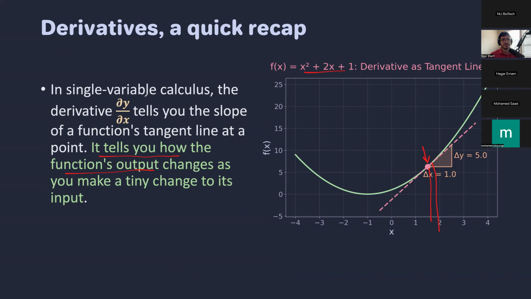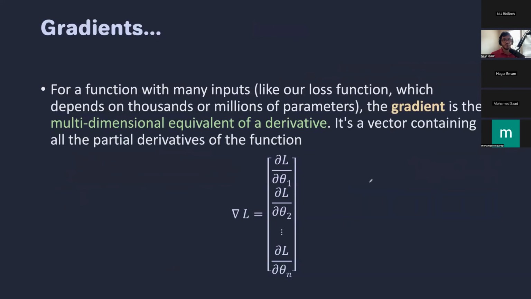The derivative is for when you have a single variable, and you take the derivative of y over x, meaning, as I said, the slope of the tangent to the single point you're interested in, which tells you how much the function changes as you make a tiny change to the input. What about when you have tons of parameters? When you have thousands and millions and billions of parameters, you extend the concept of derivatives to something called gradients.